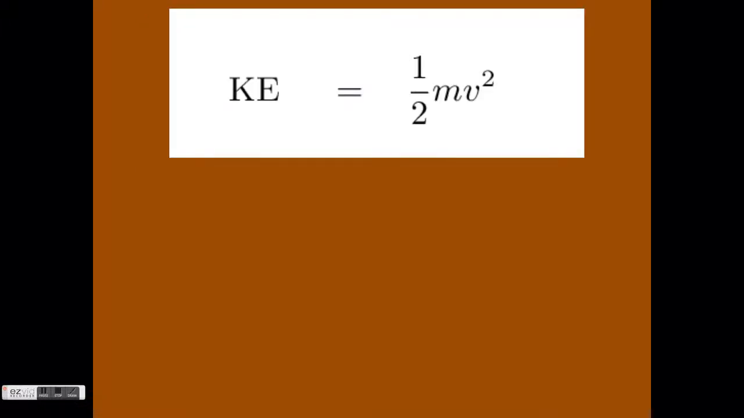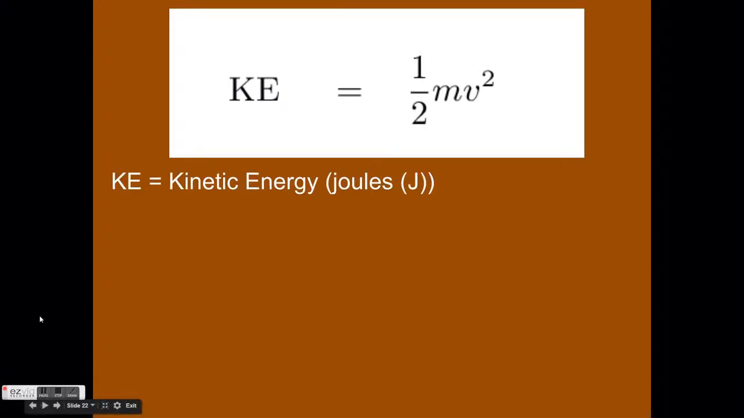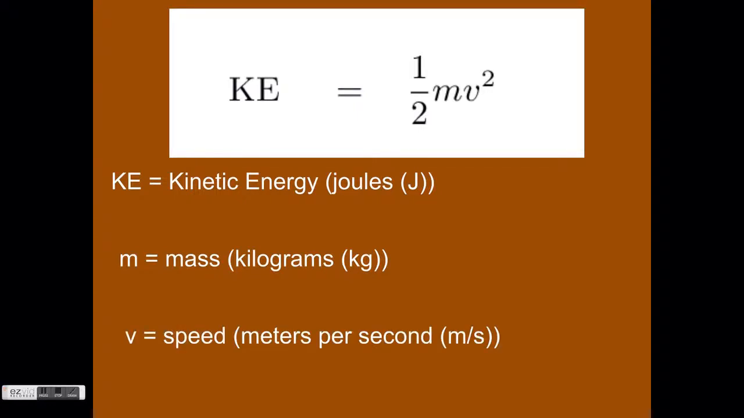The formula used to calculate kinetic energy can be seen here. For every problem dealing with moving objects and kinetic energy, we will use this formula. On the left-hand side of the equation, KE stands for kinetic energy and is measured in joules, abbreviated with a capital J. On the right side, we first have m, which stands for mass, and must always use the unit kilogram, abbreviated as kg, for the formula to work. Second is v, which stands for speed, measured in meters per second and abbreviated as m/s.